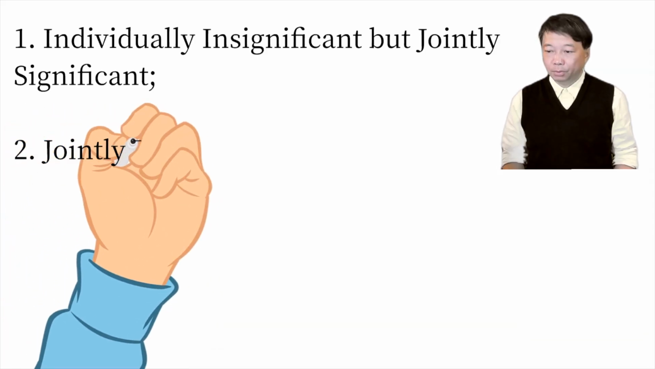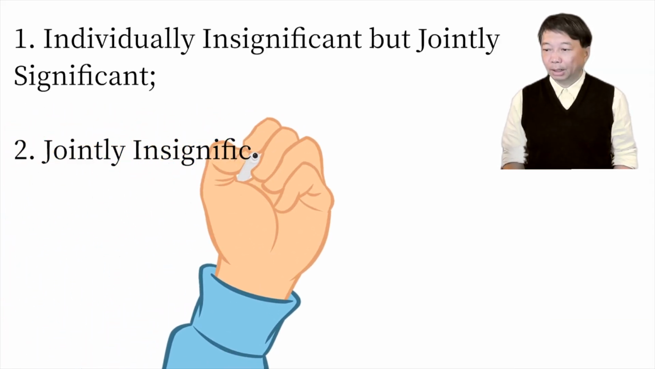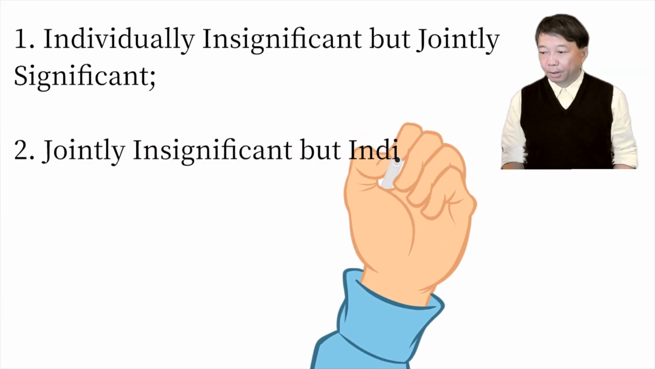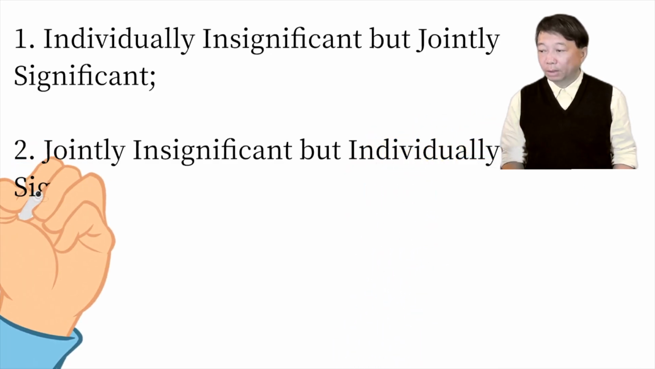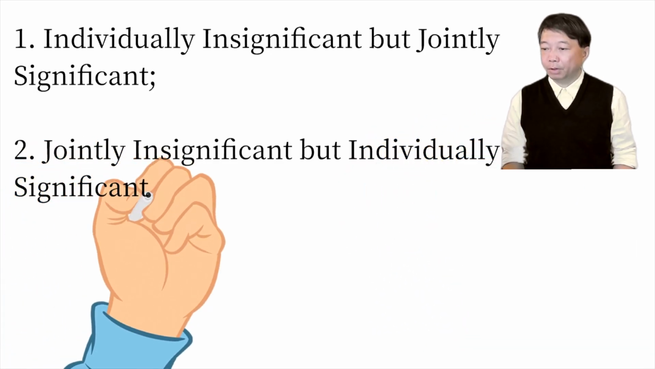The opposite case is also possible. That is, in a group of explanatory variables, one of them could be statistically significant, but the group of variables could be jointly insignificant at the usual significance levels. In that case, we should report that significant variable.